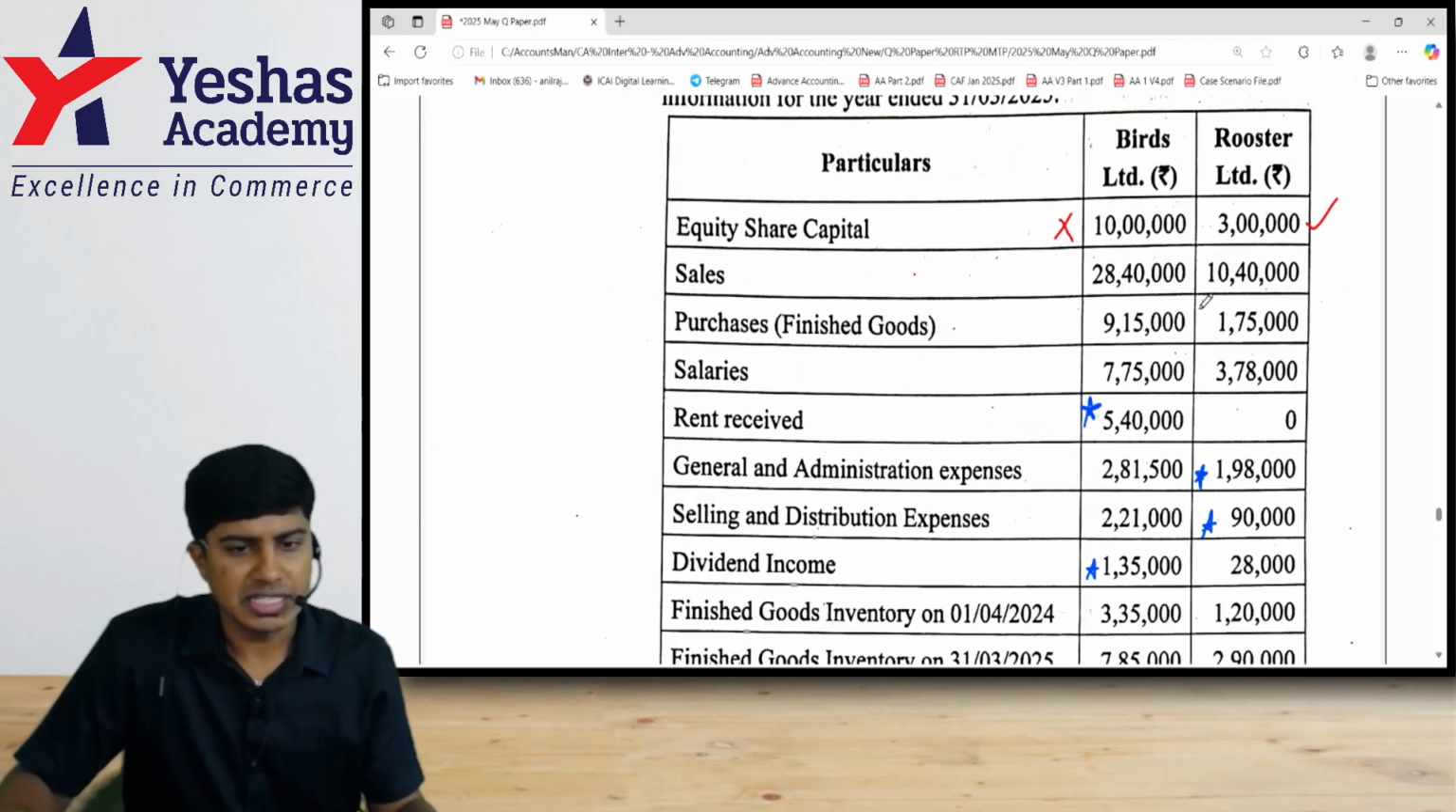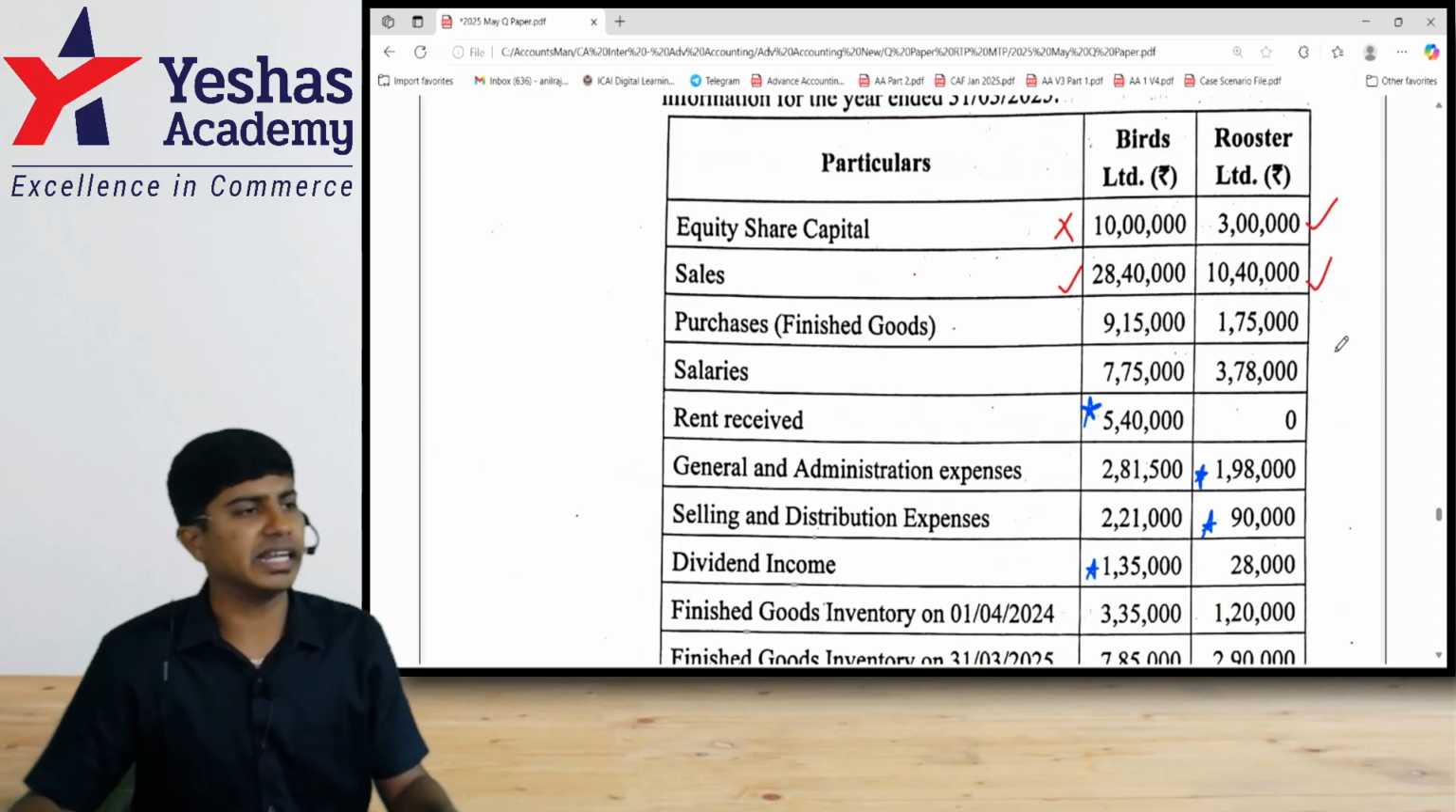What do we have next? Sales. Sales of Bird, sales of Rooster, both will be added. 28 lakh 40 and 10 lakh 40.